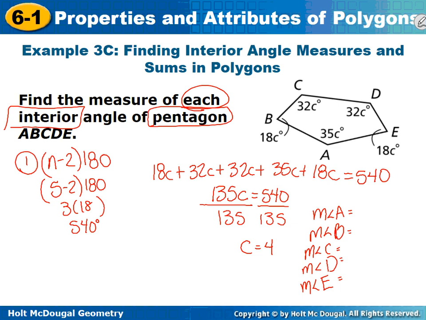All right, A should be 35 times 4. What is that? 140. Don't forget your degree symbol. There's not another angle that was equal to A. B should have been 18 times 4, which is 72 degrees. What other angle is going to be 72? E. So then we don't have to show our work since we already did up here. C should be 32 times 4, which is what? 128. Don't forget your degree symbol. And angle D is the same, 128.